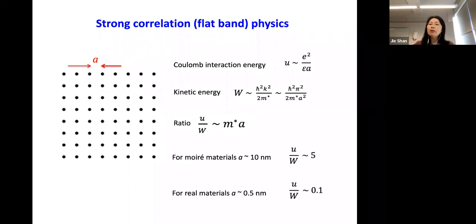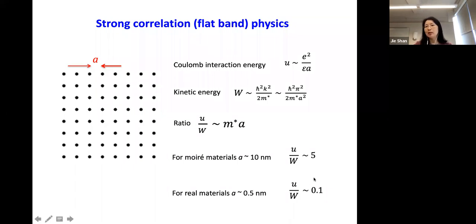So if we have a moire material with a period on the order of 10 nanometers for a typical transition metal dichalcogenide, we are talking about a mass on the order of half an electron mass. You can estimate this ratio, it's on the order of 5, and that's considered big. And that tells us that the correlation, the interaction is important.